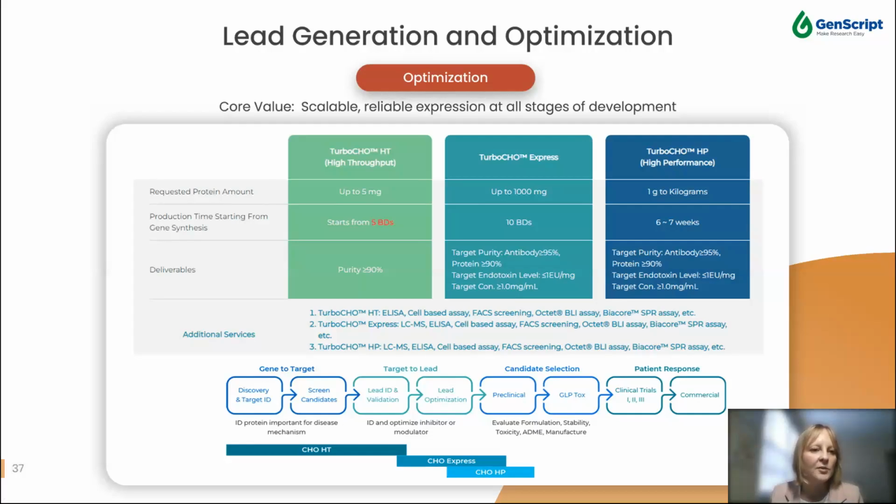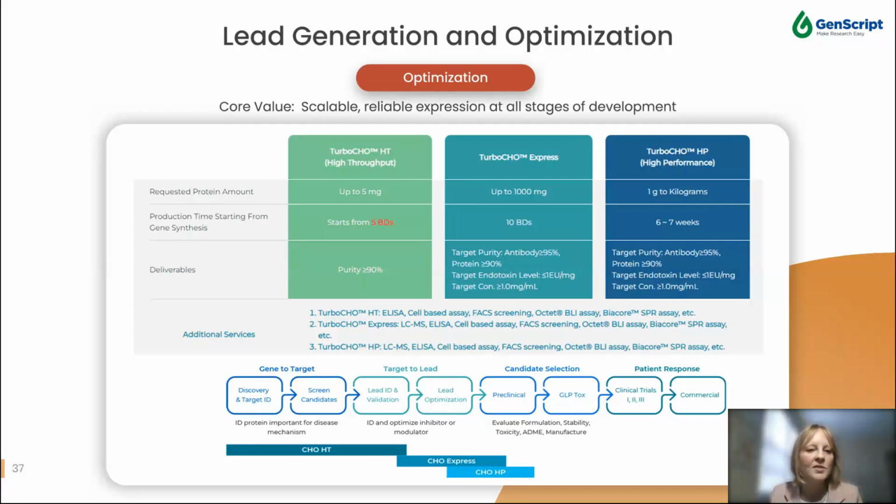Moving to our Express, this is also transient expression, but at a larger scale of 40 mLs to 200 liters. Timeline is 10 to 14 days, providing yields from milligrams to grams. It's also capable of providing expression of diverse antibody formats, so single domain antibodies, bispecific T-cell engagers, bispecific antibodies across mouse, human, and rabbit species.